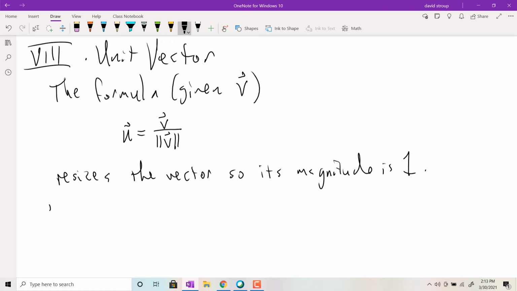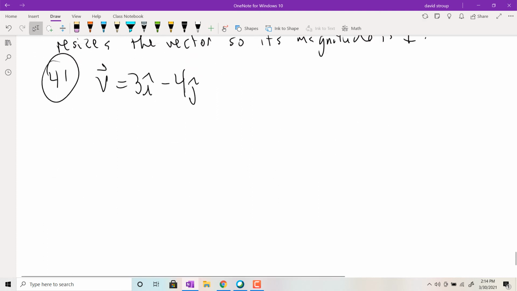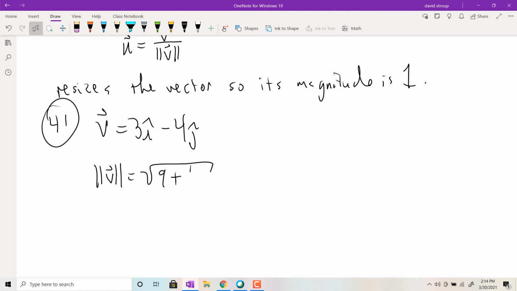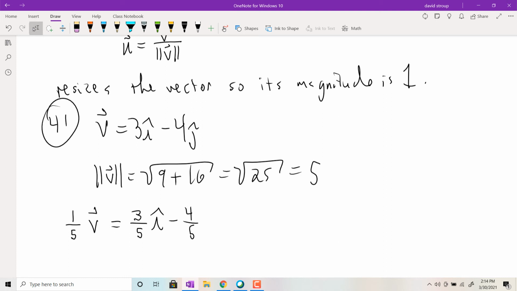Okay, so let's look at this in action. So we have vector v here is 3i minus 4j. And I want to rewrite it so it has length 1. So you find the magnitude of v. That'll be the square root of 3 squared, which is 9, plus 4 squared is 16. It'll be the square root of 25, which is 5. So you take vector v and basically divide it by 5. If you'd rather think of it as multiplying by 1/5, that's the same. So you just multiply the components by 1/5: 3/5 i minus 4/5 j.